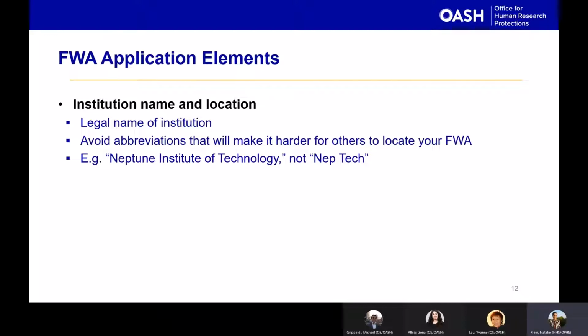At the beginning of the FWA application, you'll be prompted to enter the institution's name and location. The name should be the legal name of the institution applying for the FWA. Please avoid abbreviations or shorthand because those will make it more difficult for others to find your FWA in the database.